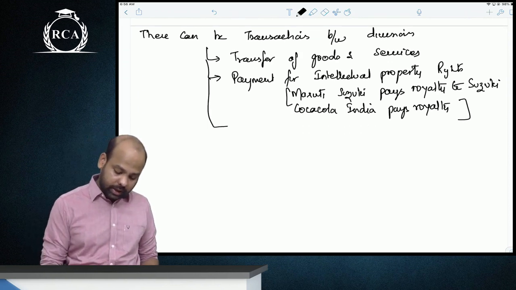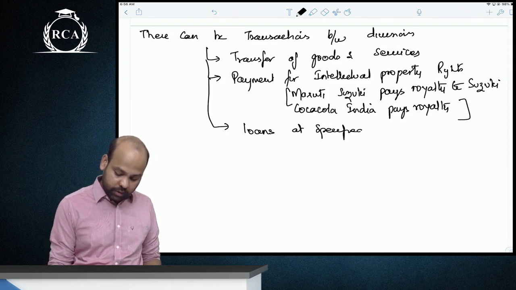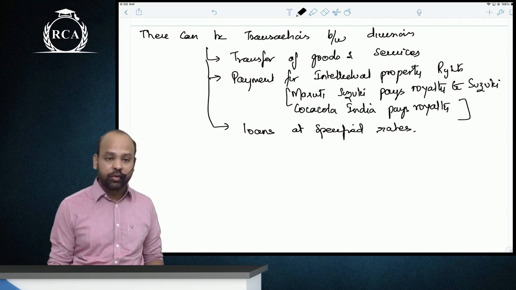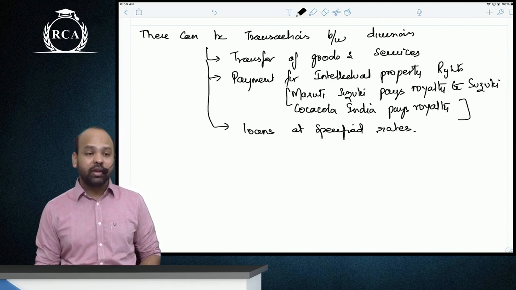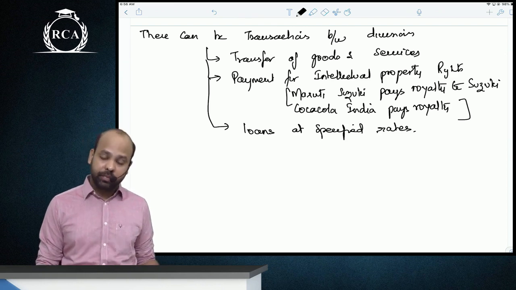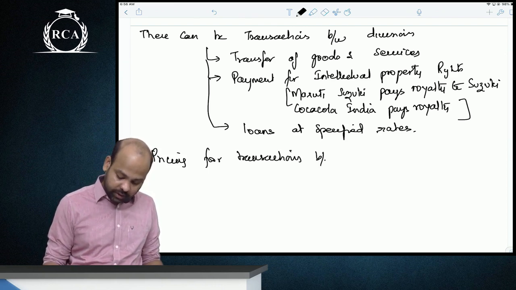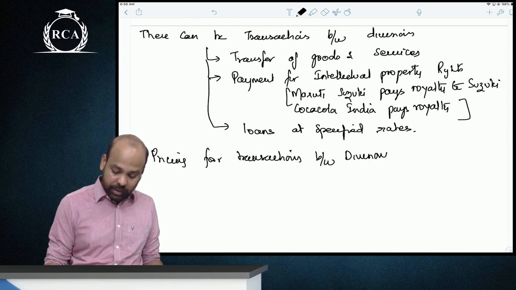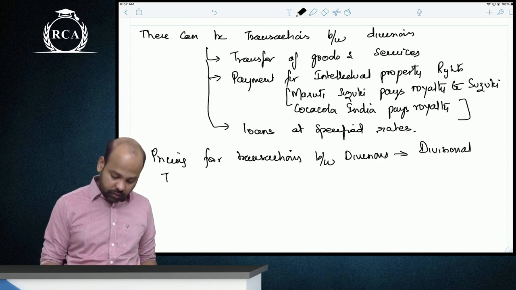Listen, and then there can be loans at specified interest rates between one division and another division. So whenever there are transactions between these divisions, the pricing of the transactions is divisional transfer pricing. The pricing for transactions between these divisions would become your divisional transfer pricing.